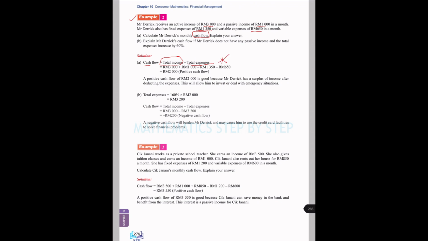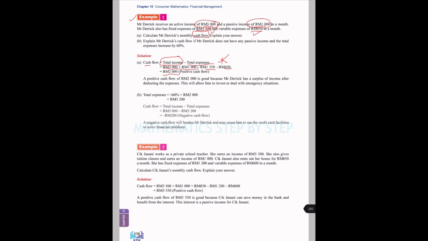So total income is 3,000 plus 1,000, active income plus passive income, so it is 4,000. Then minus the total expenses. Expenses will include the fixed expenses and also variable expenses. So minus 1,350 minus 650. So the cash flow is 2,000. Positive cash flow.